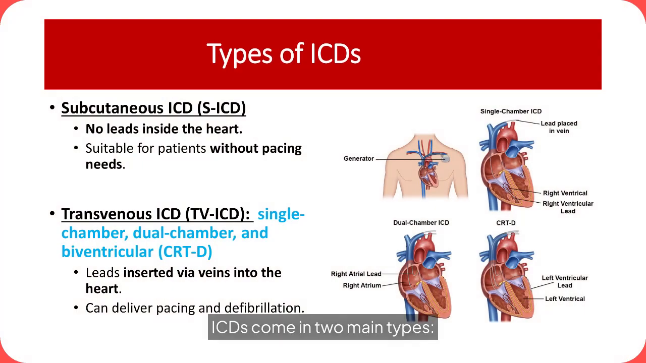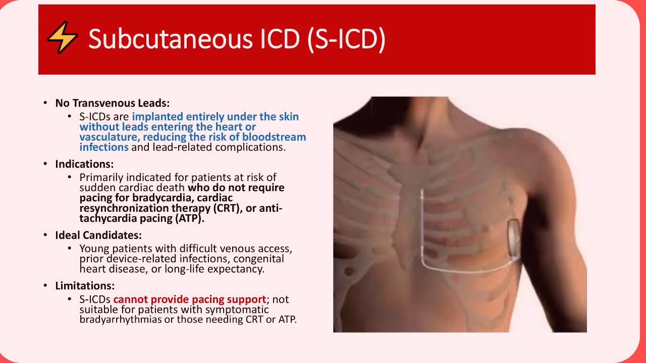ICDs come in two main types: subcutaneous ICDs, which have no leads inside the heart, and transvenous ICDs, which can be single, dual, or biventricular. Each type serves different patient needs and conditions.